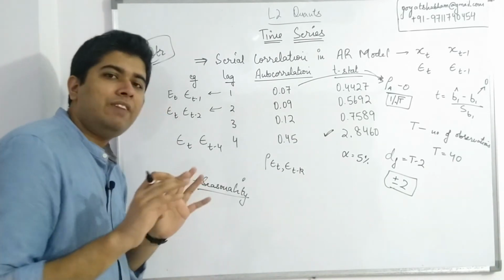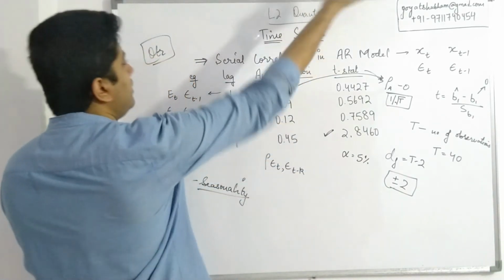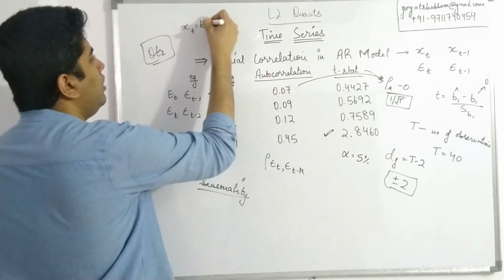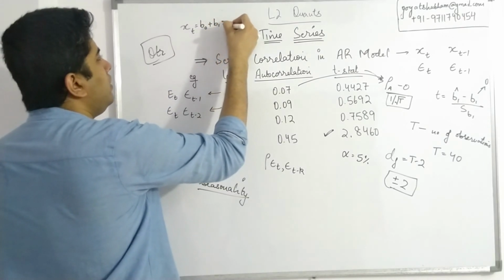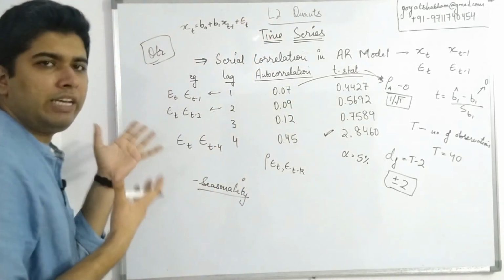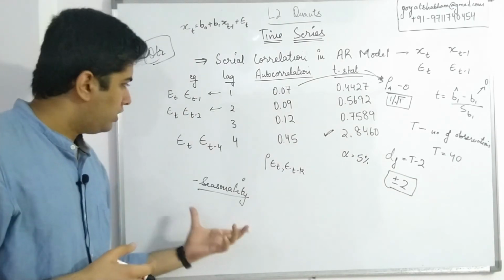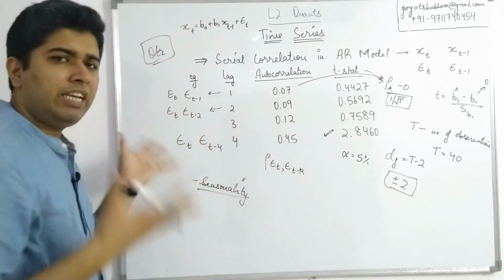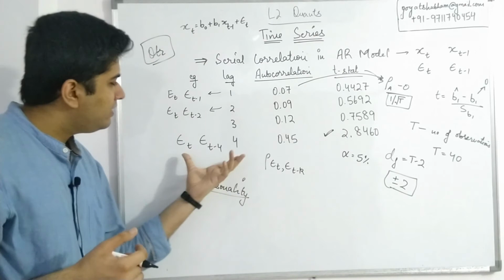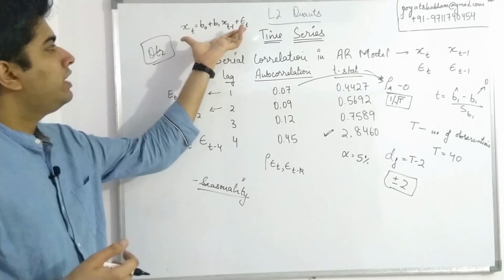Well, it's a very simple logical step that we take. Say the initial equation was xt is equal to b0 plus b1 xt minus 1 plus error. So this was my initial equation. I've recognized from this example that there is a seasonal element at the lag of 4. So once I've identified seasonality from this analysis of serial correlation, I will try to modify this initial equation.